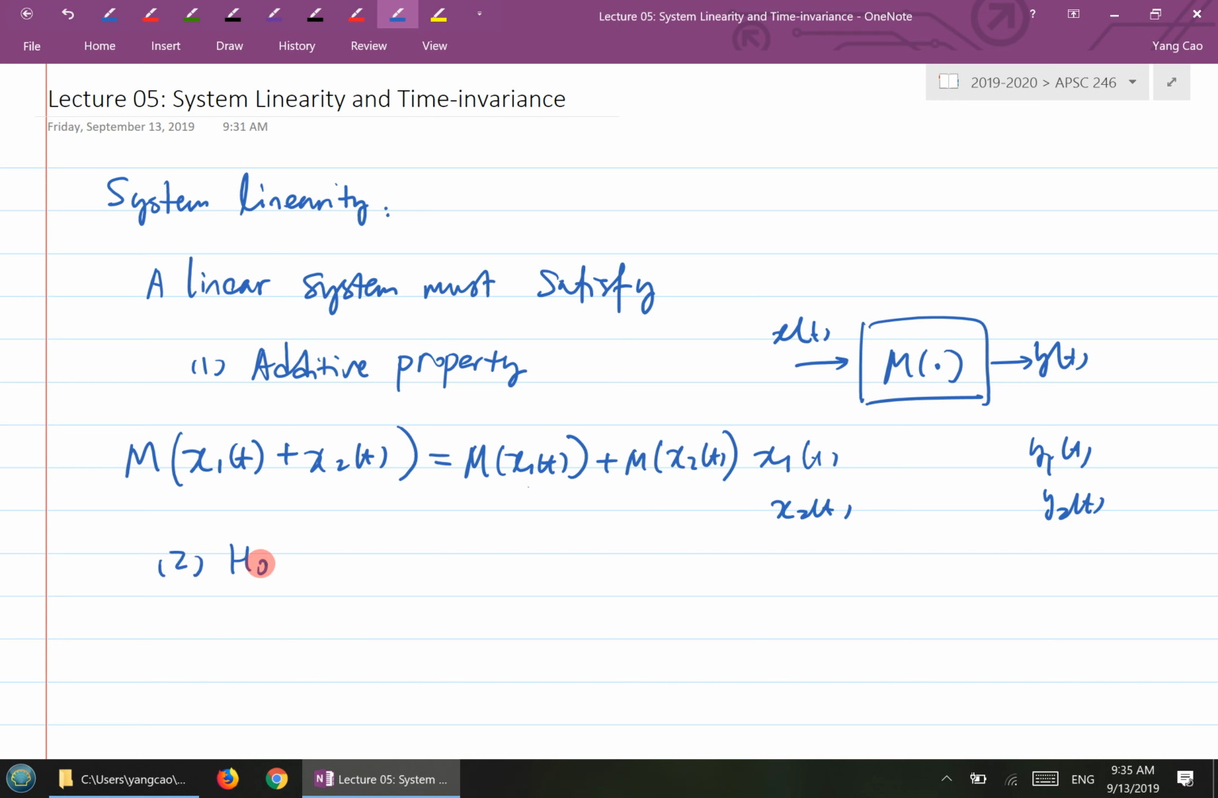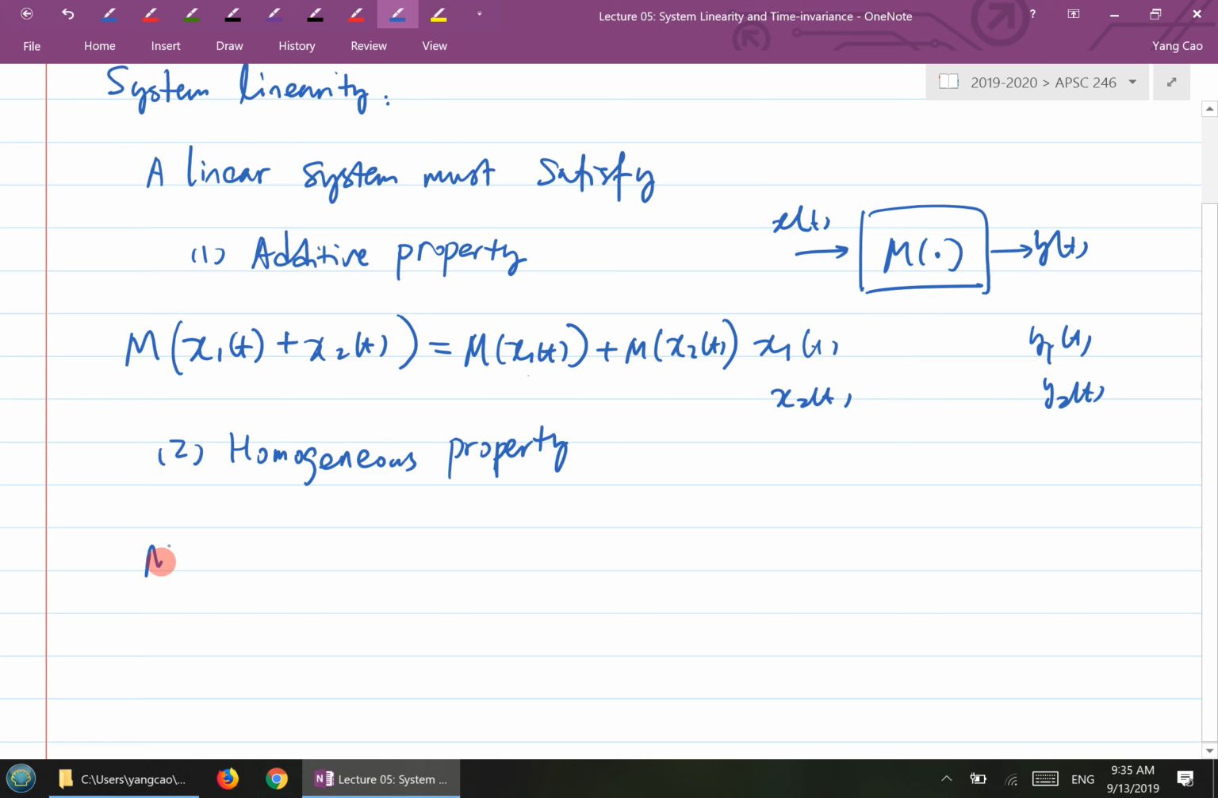The next property is called the homogeneous property. This property basically says if you change your input to a multiple of the original input, so c times x of t, so scale it up or down, it should be the same as you scale up the output when the input is x of t. So that's the homogeneous property.